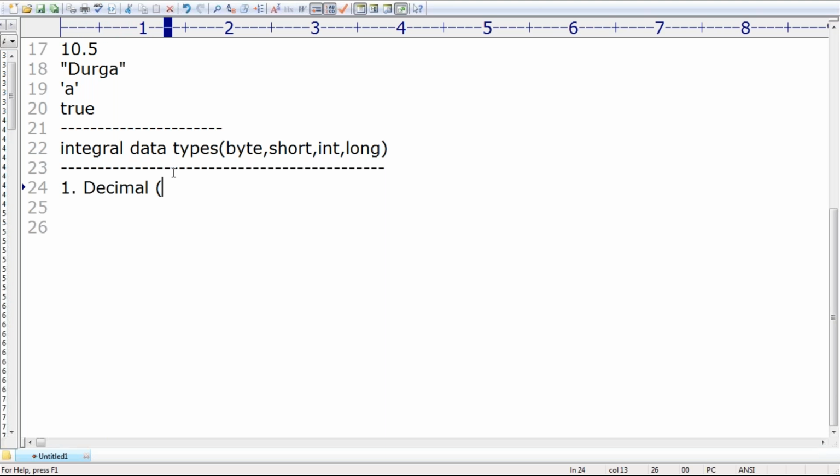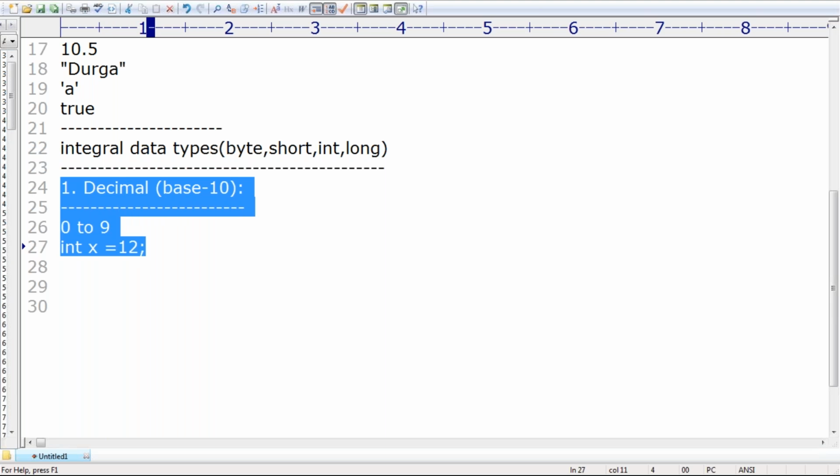What is the first way? It is decimal form. Decimal is base 10. We are always using the base 10 convention only; that is our default style. In base 10, the allowed digits are 0 to 9. For example, int x = 10, or int x = 20 or 12, any number. Usually we use decimal notation only. Allowed digits are 0 to 9. This is the first way to specify literals for integral data types.